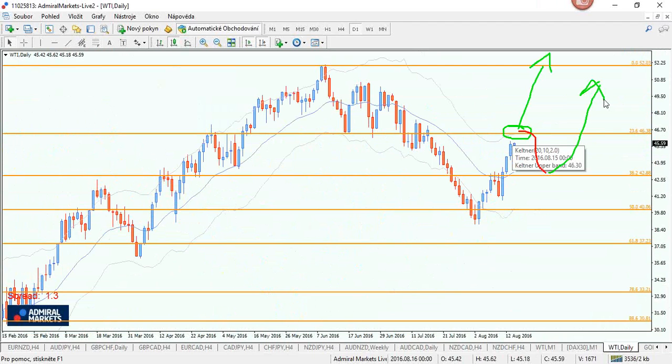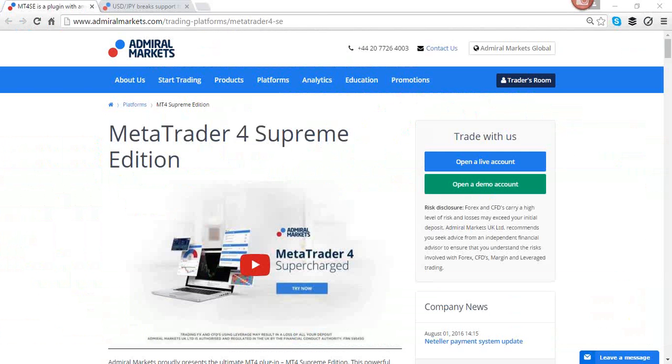Gold still looks like in a triangle. And those support and resistance trend lines are still valid. So probably need to break above resistance before we can see the uptrend continue.